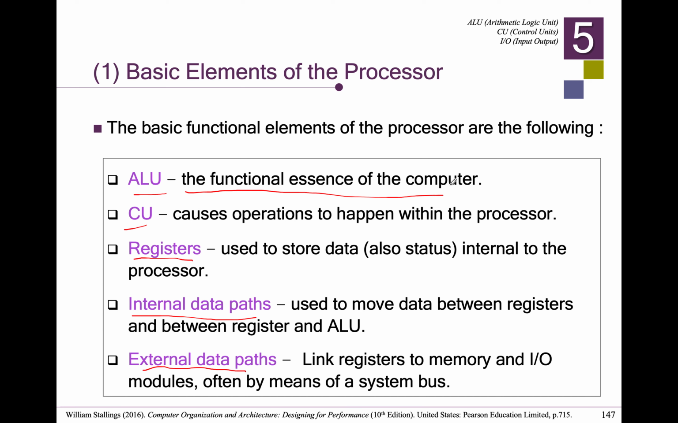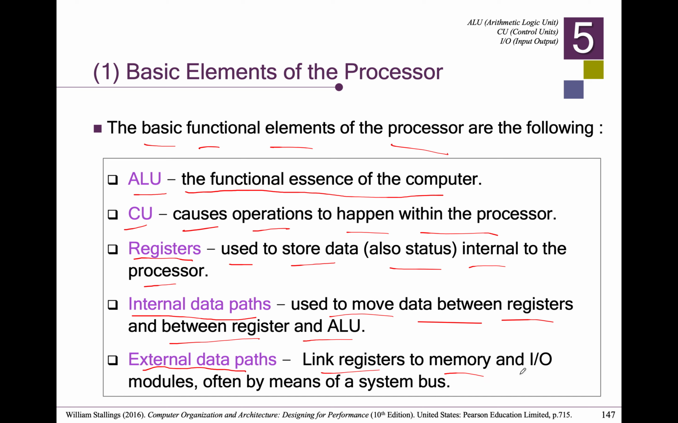So ALU, what is its basic function? I guess you have already recapped the function of the ALU several times. But in this slide, it shows that the basic functional element of the processor itself causes operations to happen within the processor. Registers are used to store data, and also status internal to the processor. The internal data path is used to move data between registers and between registers and the ALU. And for external, it links registers to memory and input-output modules, often by means of a system bus. Of course, you need a system bus.